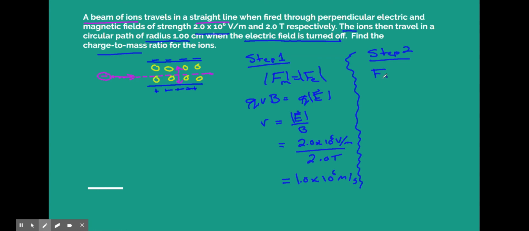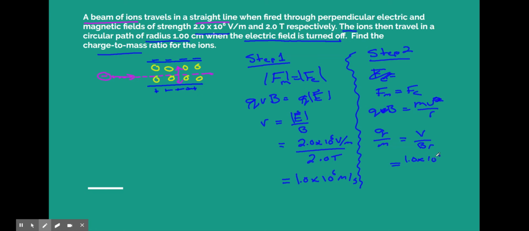Step 2, we have the electric force. No, we have the magnetic force equal to the circular motion force. We have the qvB equaling the mv squared over r. Simplify a little bit, get rid of one of these speeds, and now we have charge to mass ratio being equal to v over Br.